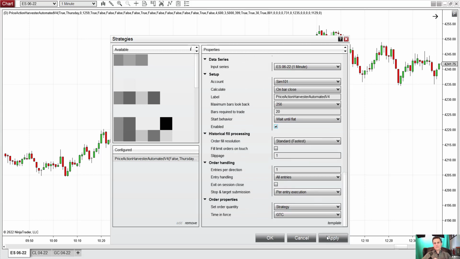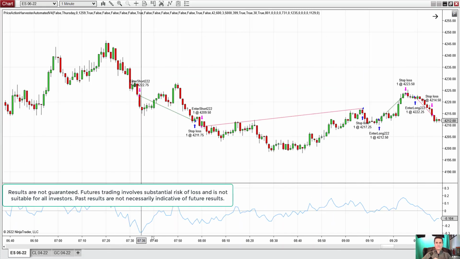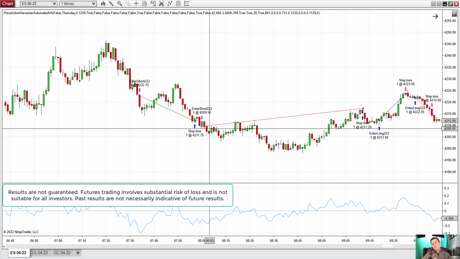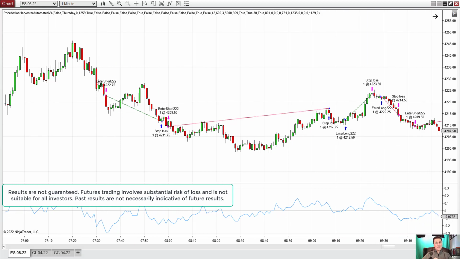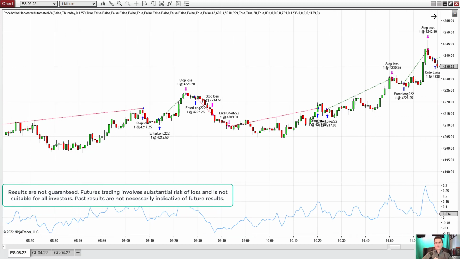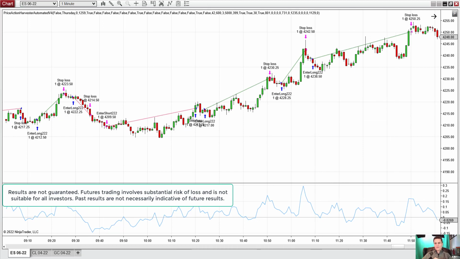Slippage is still there, 1 tick, apply. All right, let's see what happened here. All right, so the initial trade is a win. The second trade is a stop loss is triggered. The actual stop loss is triggered. The third one's a win. The fourth one's a loss. The fifth one's a loss. The sixth trade is a win. The seventh trade is a win. The eighth trade is a win. That's 8. And that's it.